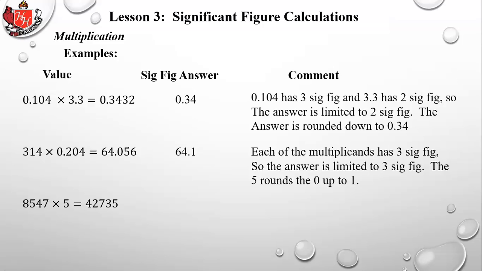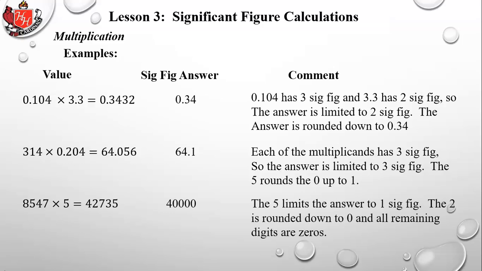How about this one? This one's going to seem strange to you when you see it, but think about it. Just follow the rules. What is the significant figure answer for this? And the answer is 40,000. You can only have 1 significant figure in the answer. The 5 limits the answer to 1 sig fig. The 2 in 42,735 is rounded down to 0, and all remaining digits are 0. So that may seem strange. It may seem like that's very inaccurate. You're just not even close to 4.